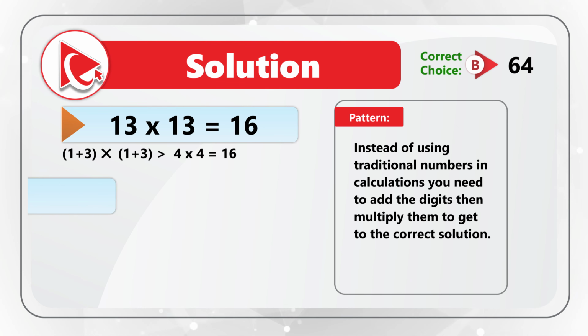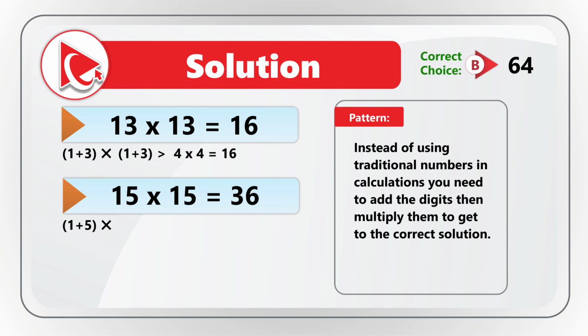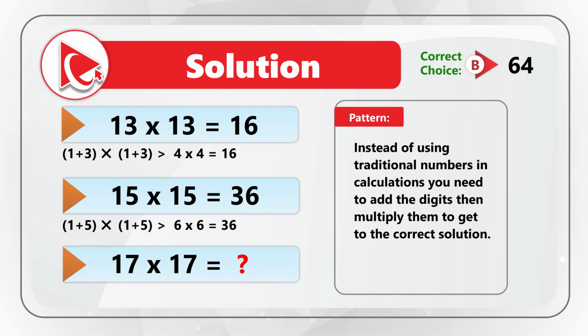For the second expression, you need to add in parentheses 1 plus 5, multiplied by another expression in parentheses 1 plus 5, which would be equal to 6 multiplied by 6, which would be equal to 36. To calculate the final expression, you need to add 1 plus 7, which would be equal to 8, multiplied by another expression 1 plus 7, which would be equal to 8 multiplied by 8, and it would be equal to choice B, 64.